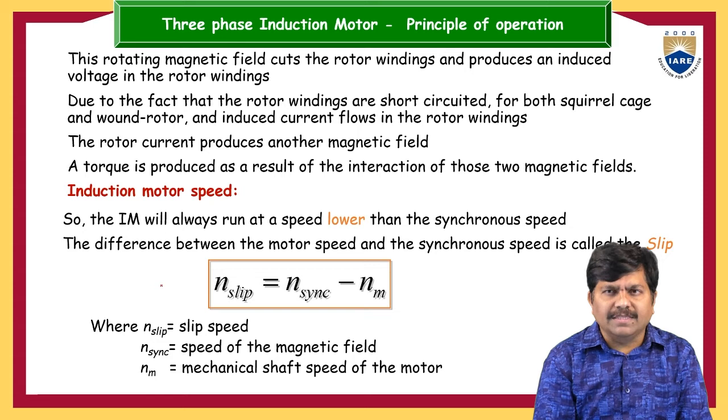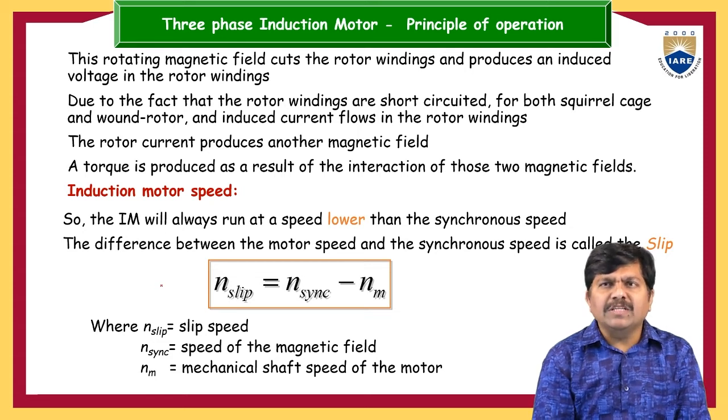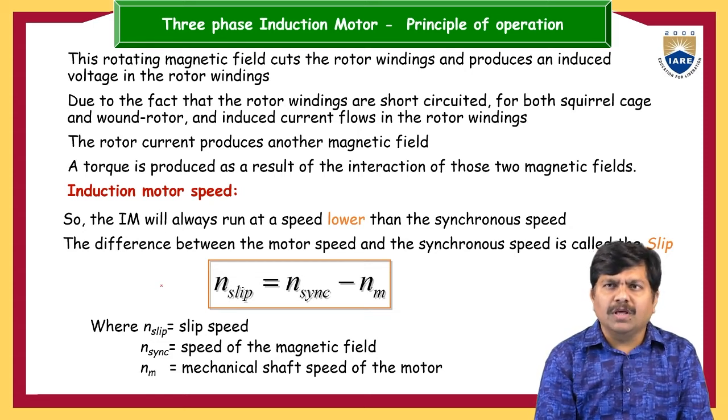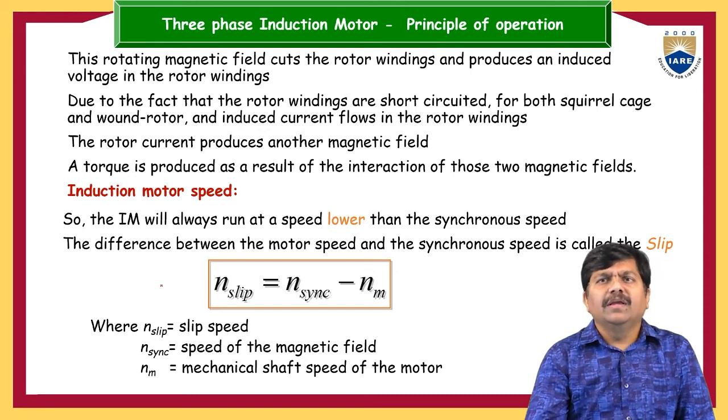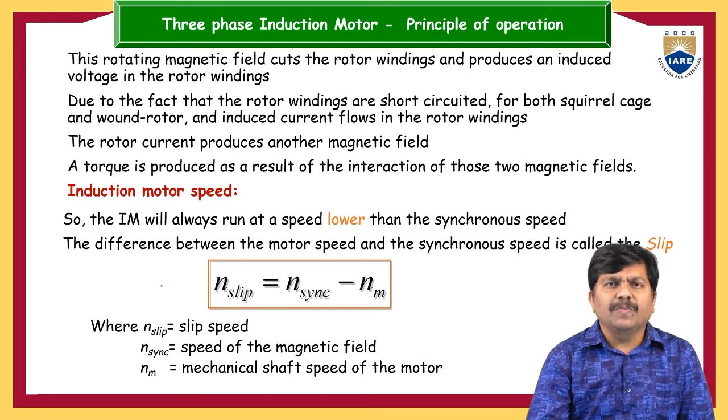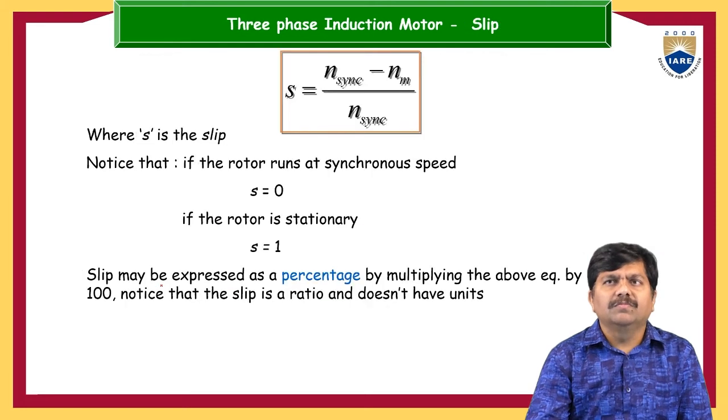How much less will it be? The difference between the synchronous speed and the motor speed, that is the rotor speed, is called the slip. So the difference between the synchronous speed and the motor speed is called the slip. The slip speed is the synchronous speed minus the motor speed, that is N slip. It is always the difference between the synchronous speed and the motor speed, or rotor speed. The rotor speed is measured across the shaft.